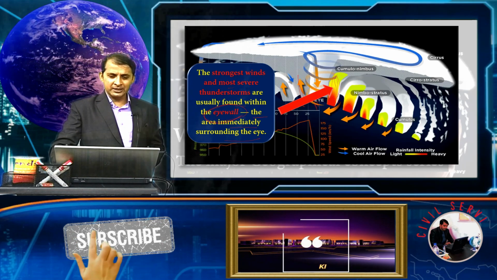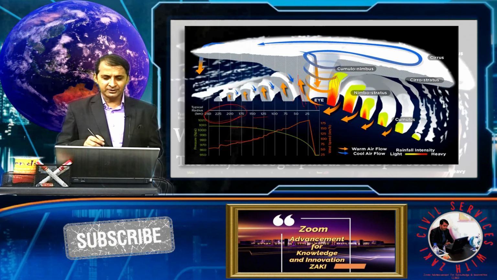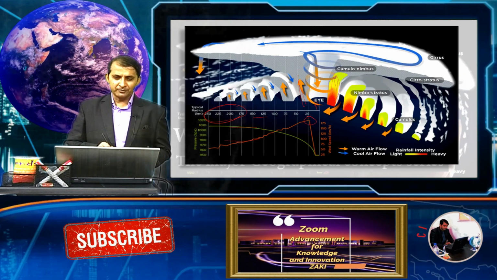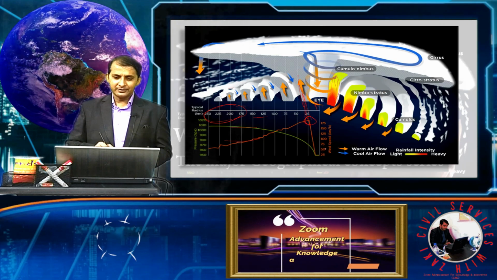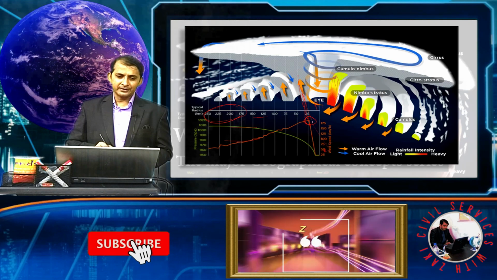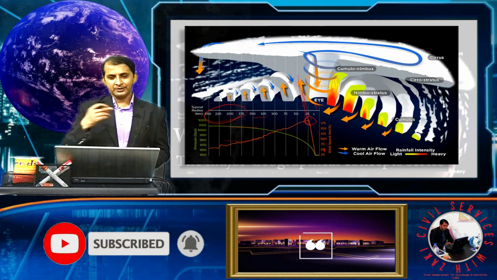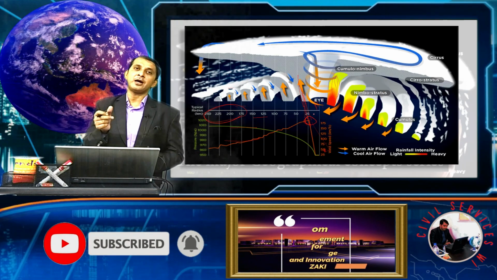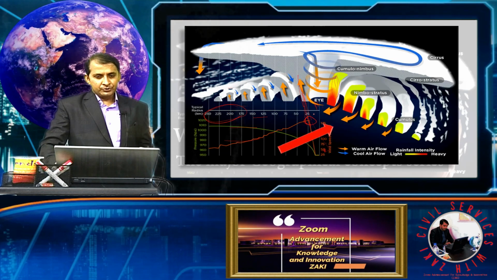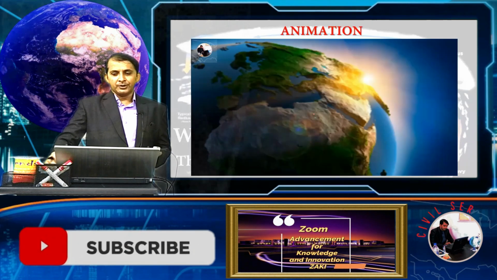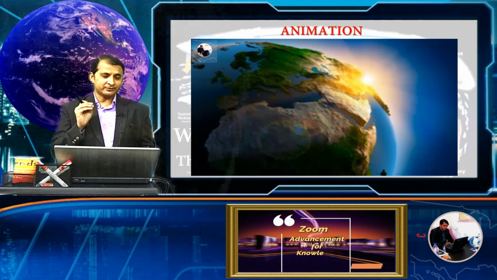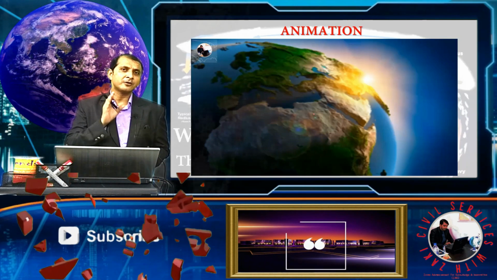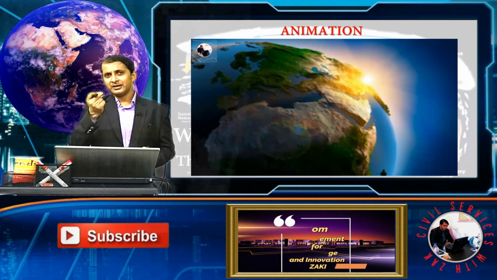As you see here in the graphics, the highest wind speed is near the eyewall, and in the eye it is less. See here the contrast, the difference between the eye and eyewall. So we have an animation. After seeing this animation, you can easily understand how a tropical cyclone forms.